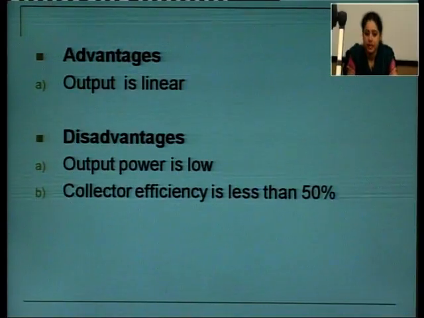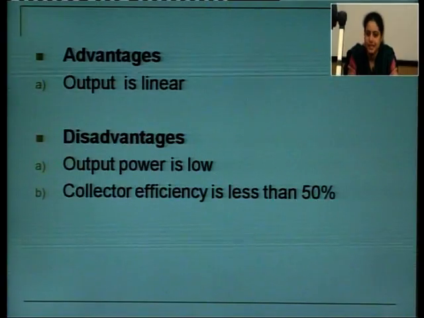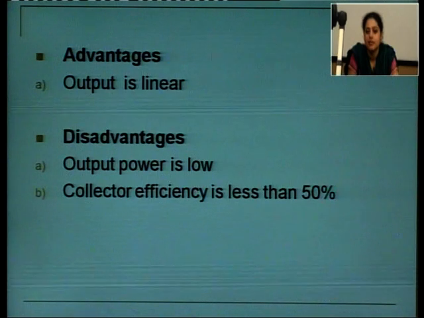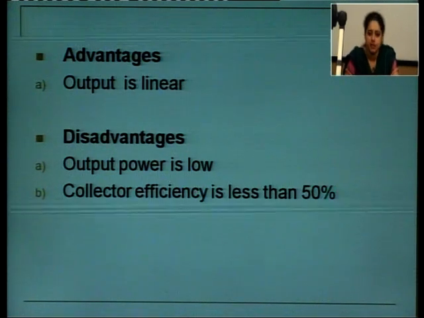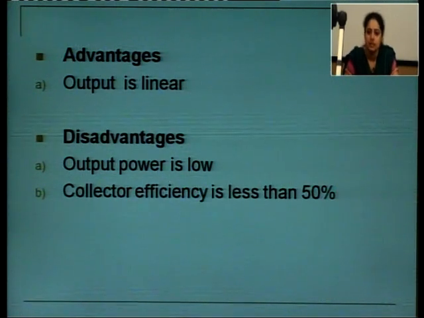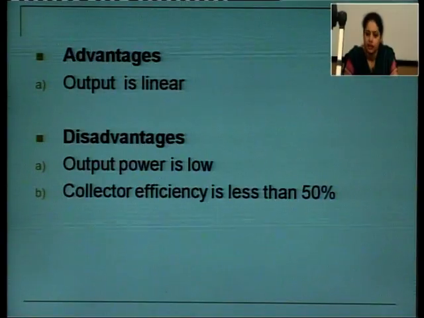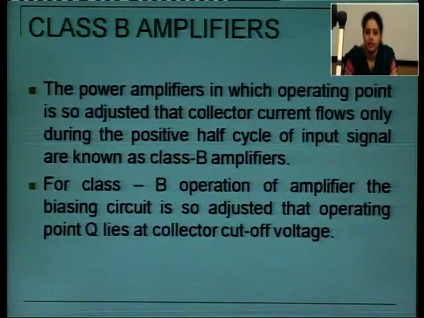Advantages: the output is linear, as we have discussed, the output is the exact replica of the input. Disadvantage is that the output power is low and the collector efficiency is less than 50%. This collector efficiency derivation will come later as the lecture proceeds.